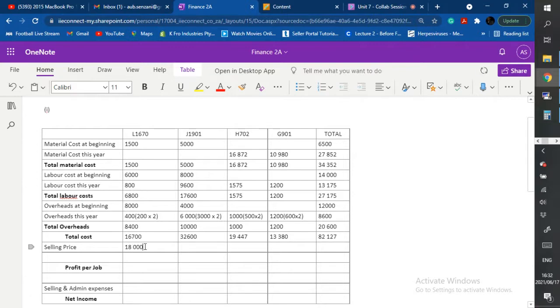Okay, so this was 18,000. That's how much we sold it for. This was 45,000. Okay, that's how much we sold that job for. Okay, this was 28,000. This was 25,000. Okay, and then the total of that should be 116,000. Okay, that was the total.